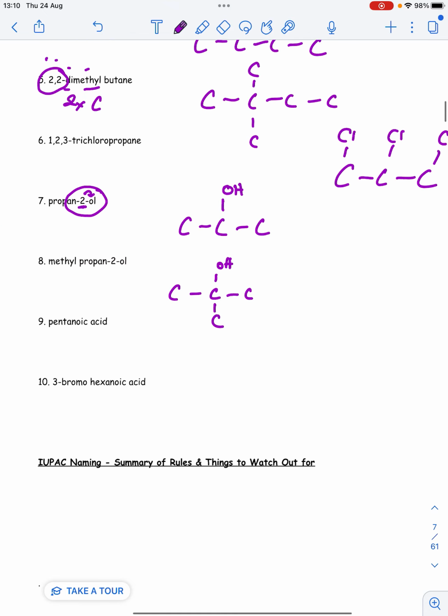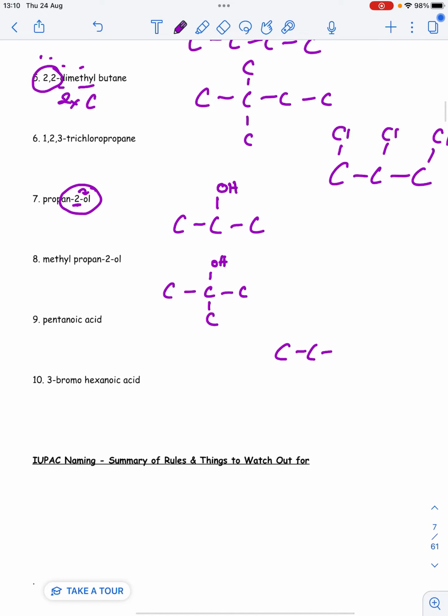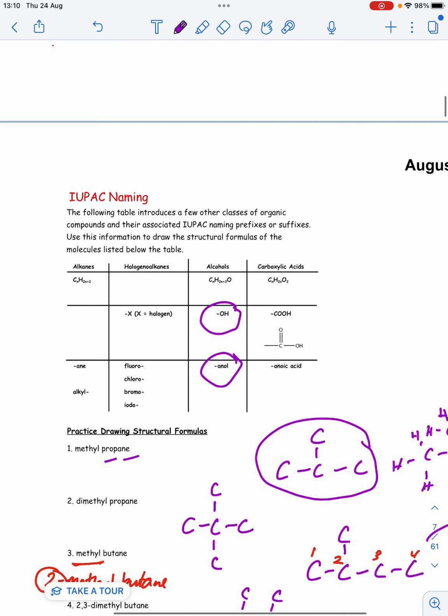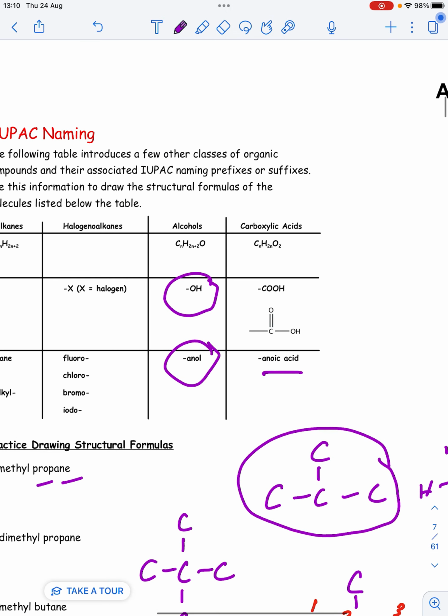Okay, pentanoic acid. So 5 for pent, and then anoic acid. So let's look up here. I've got anoic acid means it has this group, a carboxylic acid group or a carboxyl group, COOH.